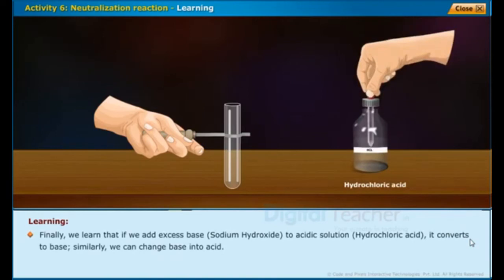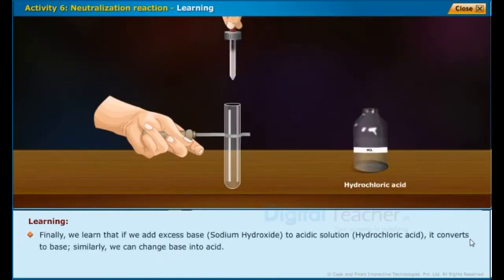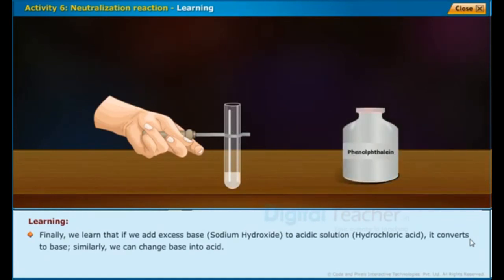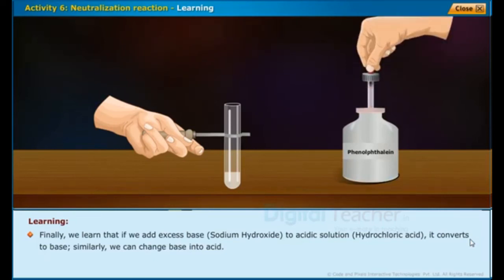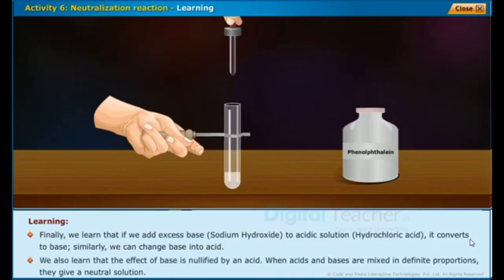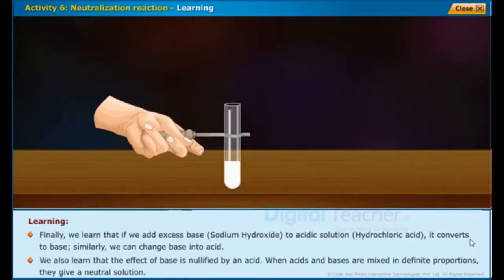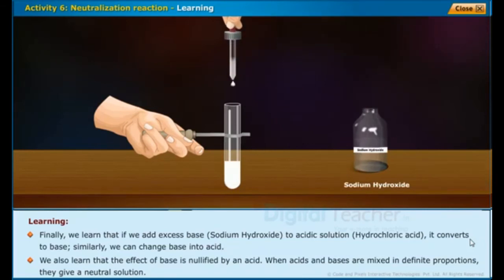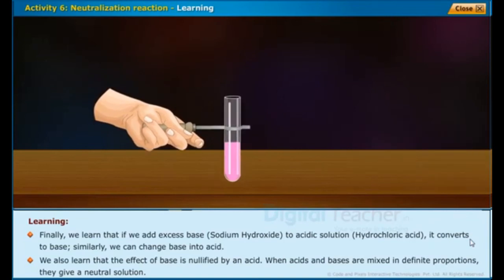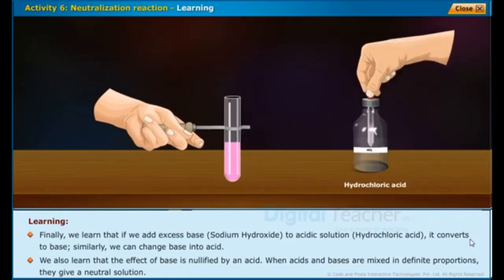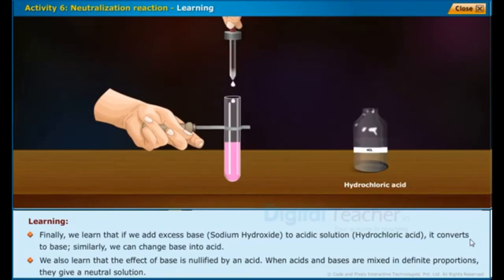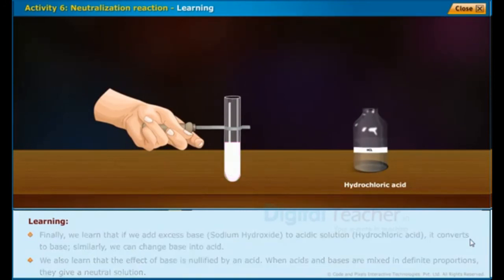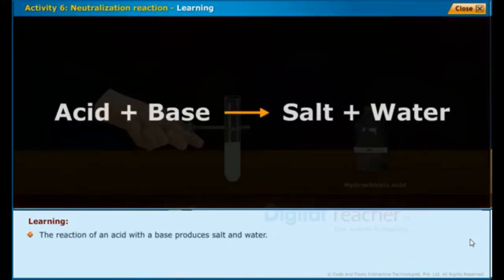Finally, we learned that if we add excess base, that is sodium hydroxide, to acidic solution, that is hydrochloric acid, it converts to base. Similarly, we can change base into acid. We also learned that the effect of base is nullified by an acid. When acids and bases are mixed in definite proportions, they give a neutral solution. The reaction of an acid with a base produces salt and water.